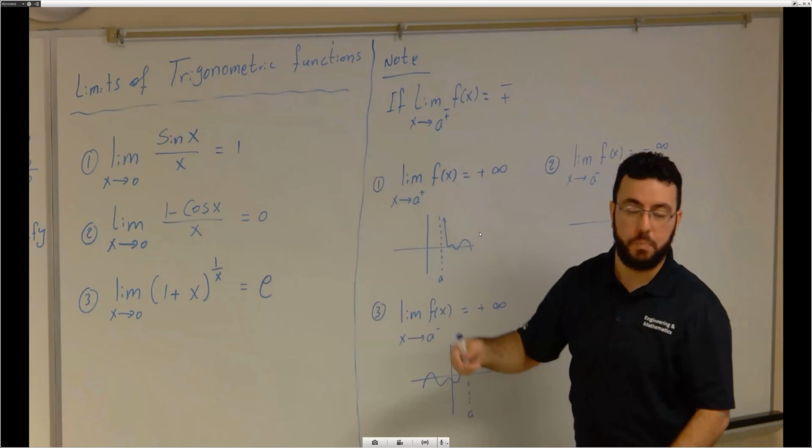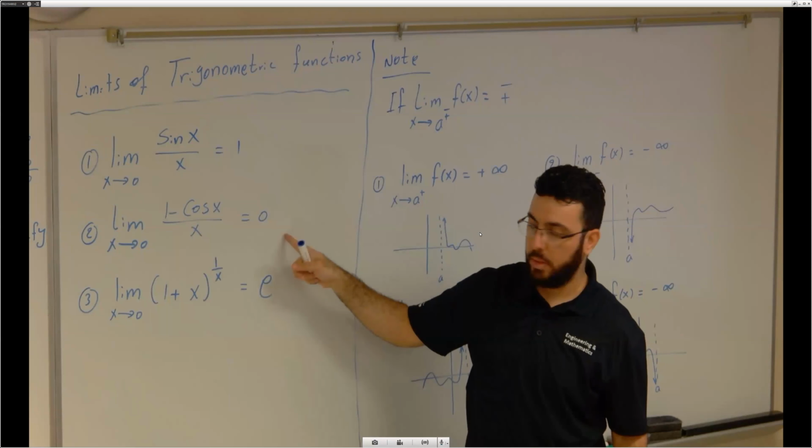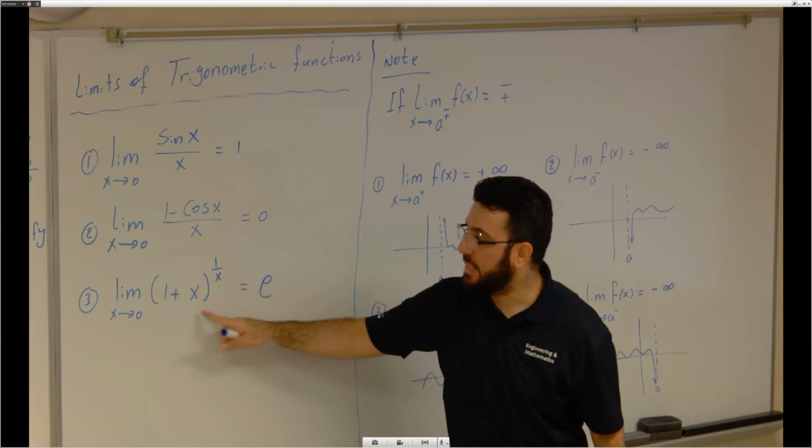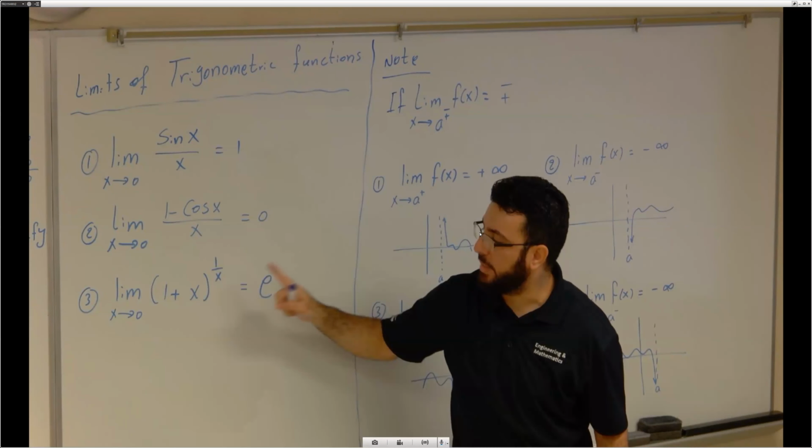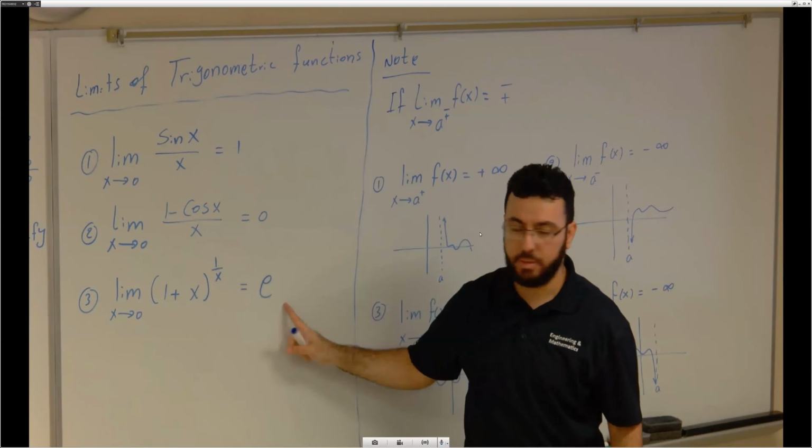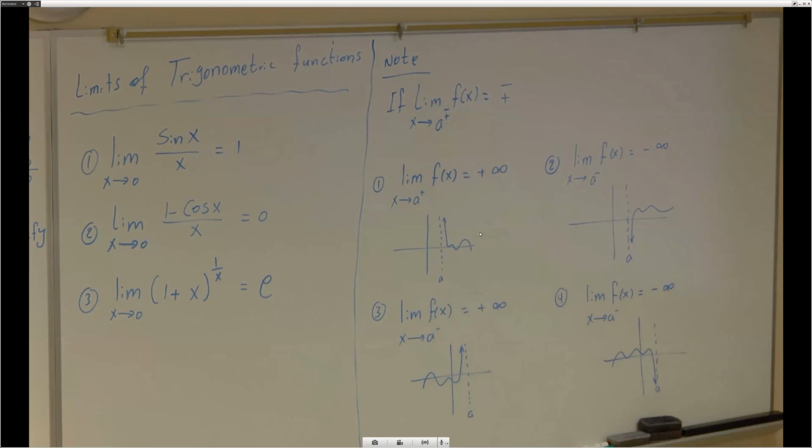The limit as x approaches 0 of 1 minus cosine x over x is going to be 0. And the limit of 1 plus x to the power 1 over x is going to be the exponential, just the e, which looks like a number. Okay.